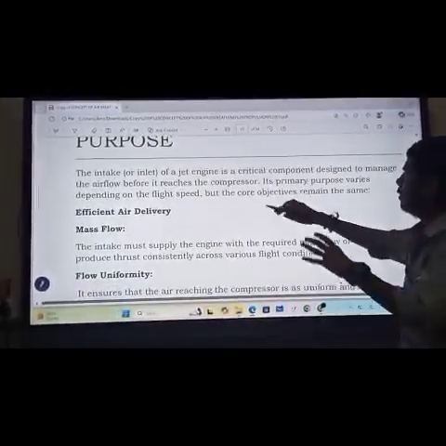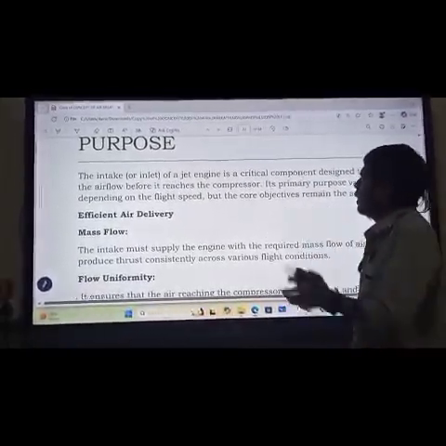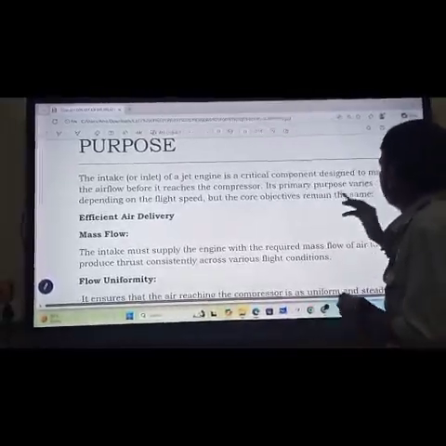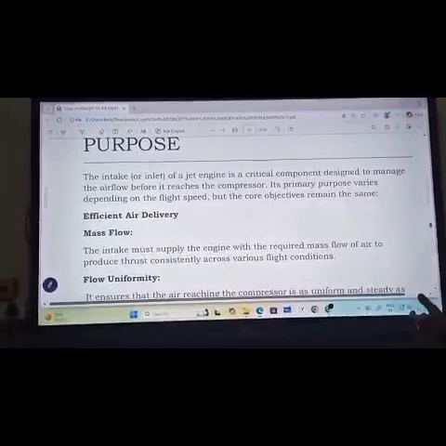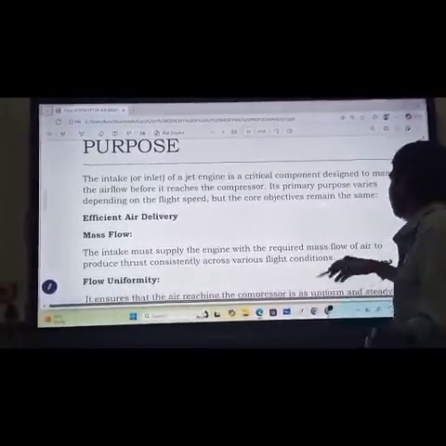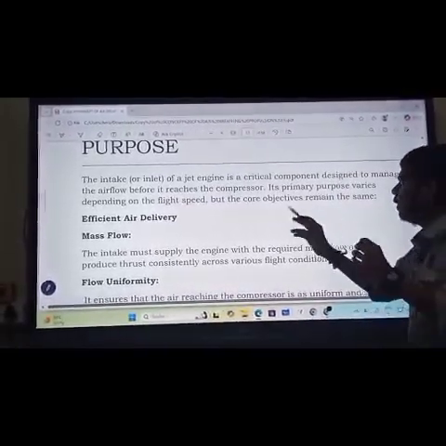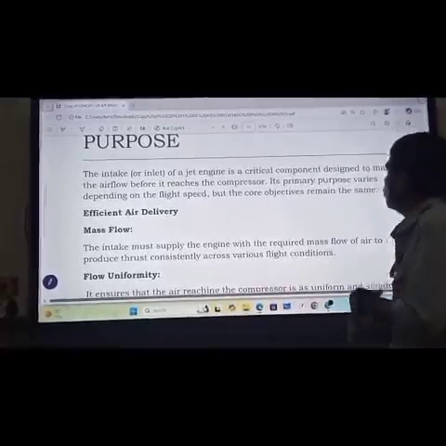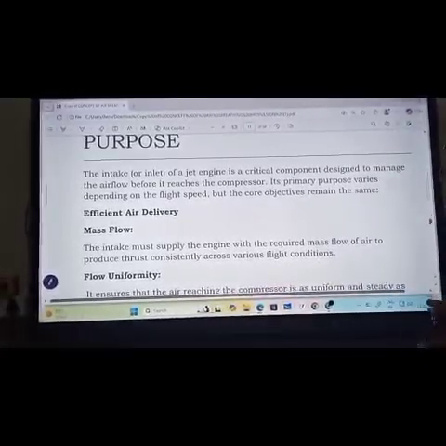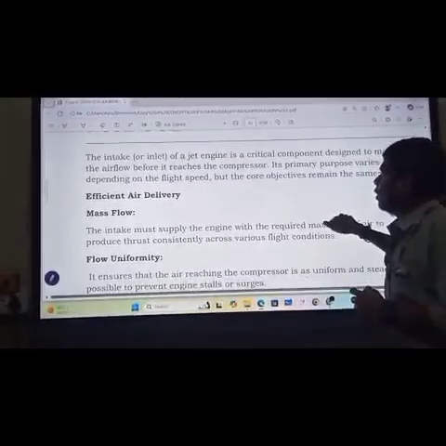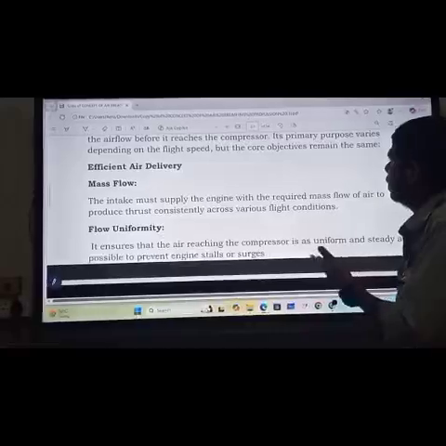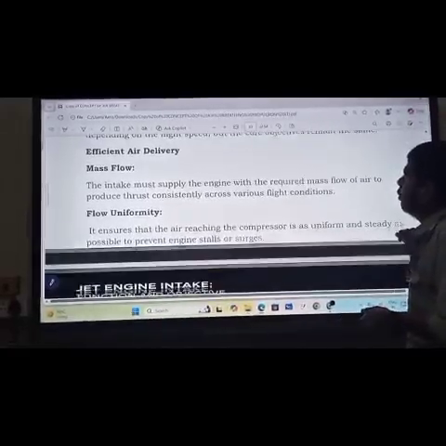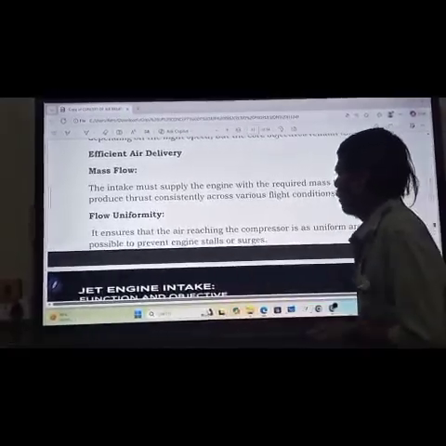The intake of a jet engine is a critical component designed to manage the airflow before it reaches the compressor. Its purpose varies depending on the flight speed, but the core objectives remain the same: efficient air delivery and mass flow uniformity. These are the purposes of the intake.